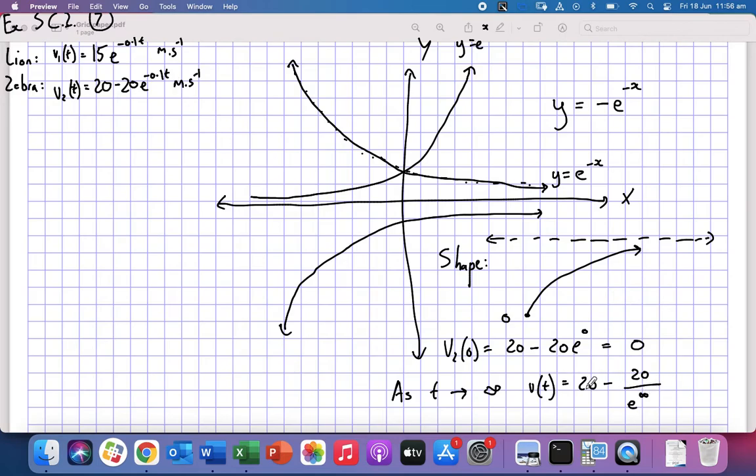We're going to be doing 20 minus 20 divided by some huge number, like a billion or something. And it's like how many billions in a 20? Not very many. This is going to approach 0. So what's going to happen is your velocity function will tend towards 20 because this bit here will get very close to 0. So that means that that's your upper asymptote, and I think I've got enough information now.